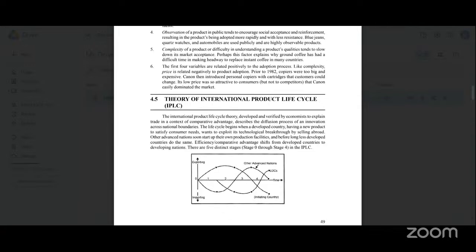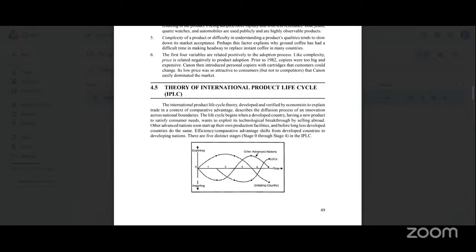The next one is in terms of complexity of a product or difficulty in understanding a product's qualities. It tends to slow down market acceptance. So that is the factor that explains why ground coffee has a difficult time making headway to replace instant coffee in many countries. Similarly, in India, if you see, the reverse happens. We are so used to ground coffee that instant coffee has lesser adoption. So that is where we are trying to differentiate our product based on the local market requirement.